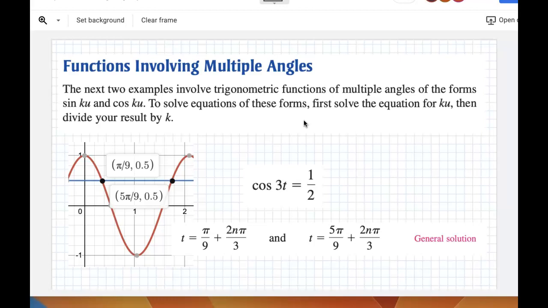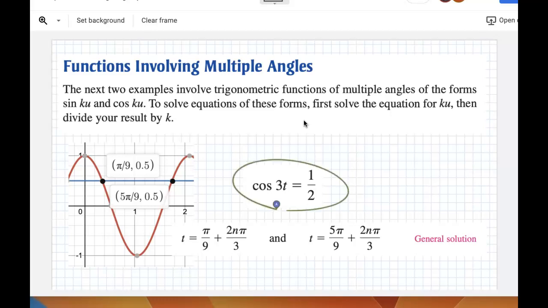This, again, is in the challenging realm because it tests your understanding of the general solution, and then what do we do if we have multiple angles. So when theta or t or u or x or whatever is in there, it's called the argument of that ratio. We have to solve, and then we're going to have to make some adjustments. What you see here is a fairly basic equation, just the cosine of 3t. If that was equal to 1/2, what do we do?